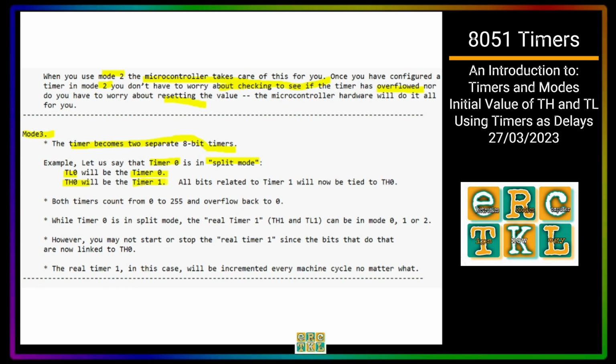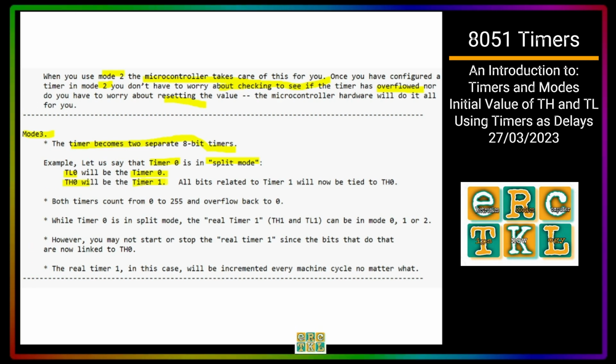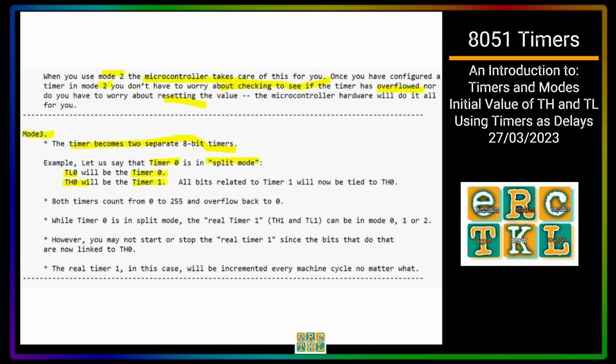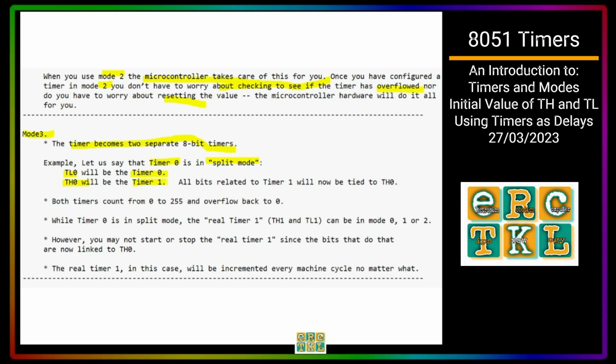I know, but what we will do, we will use timer 0 in split mode. So we will ignore the timer 1 and we will have timer 0 with, I don't know how to say, timer 0 will have timer 0 and timer 1 inside. You understand? So there's what we call the real timer 1. Imagine timer 0 will have timer 0 and timer 1, and then the real timer 1 is here.